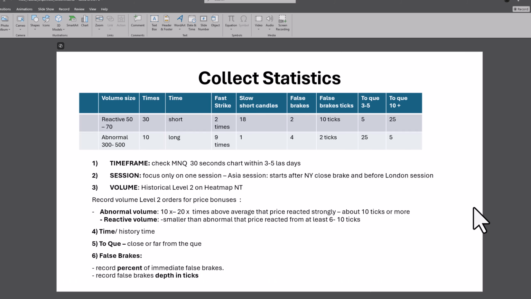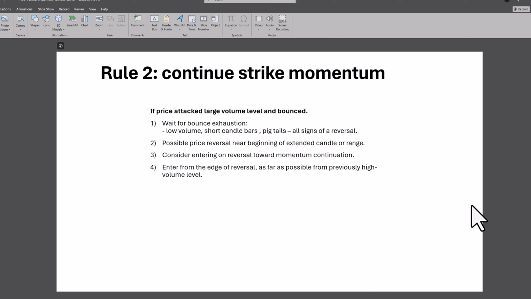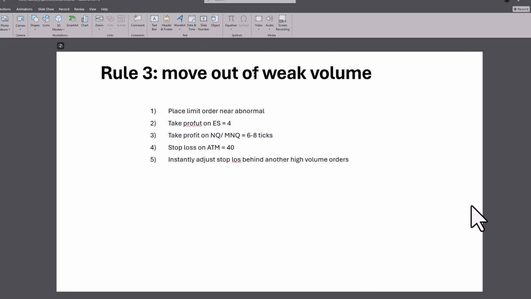So that's one of the ways you can predict if the price will go through or not. There are some other points. I still need to put them on the slide.